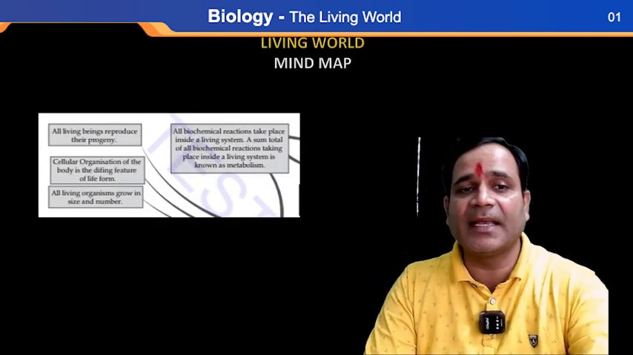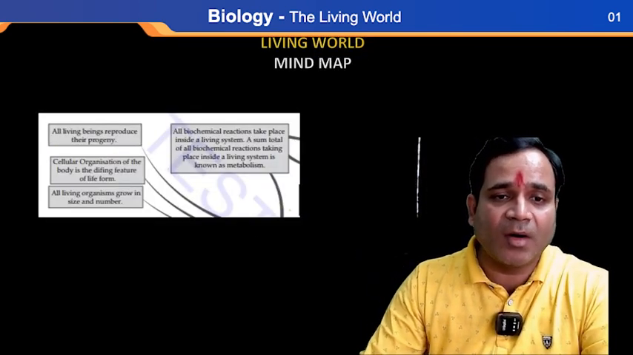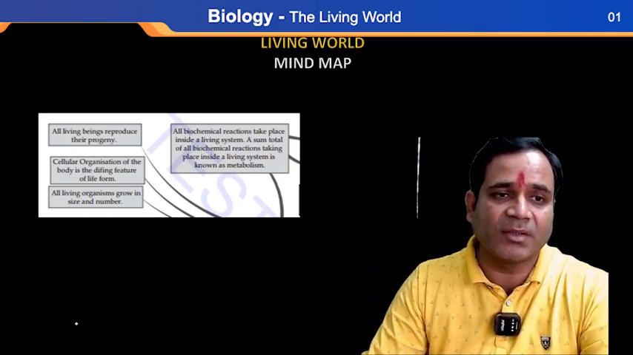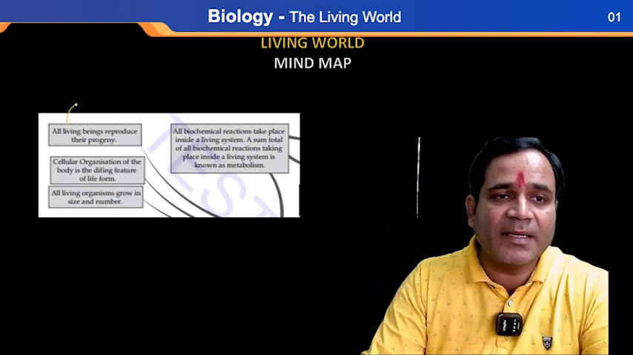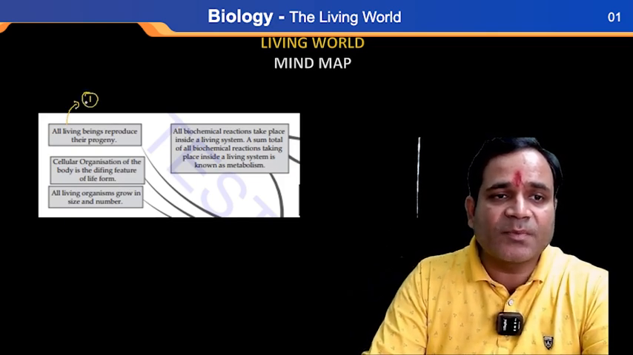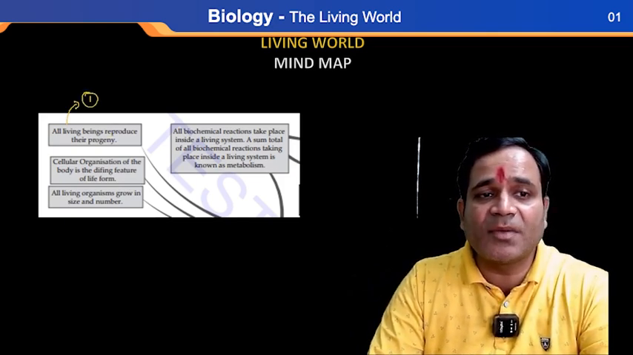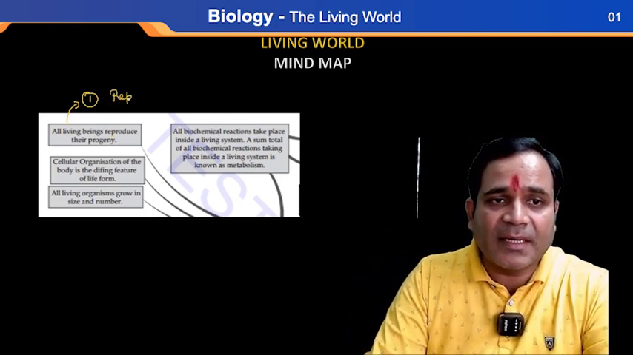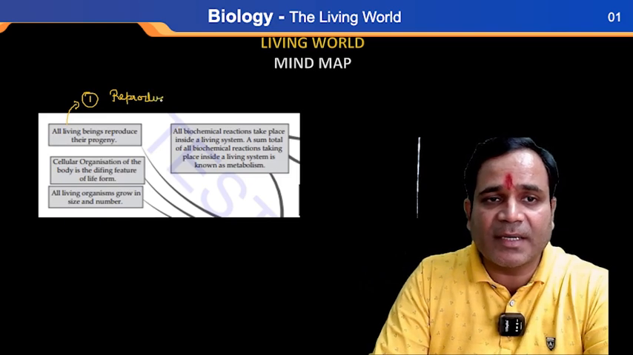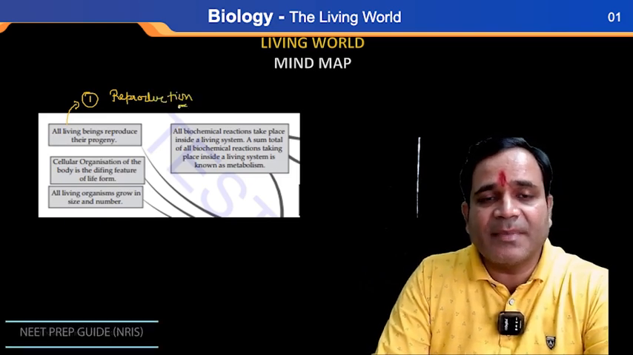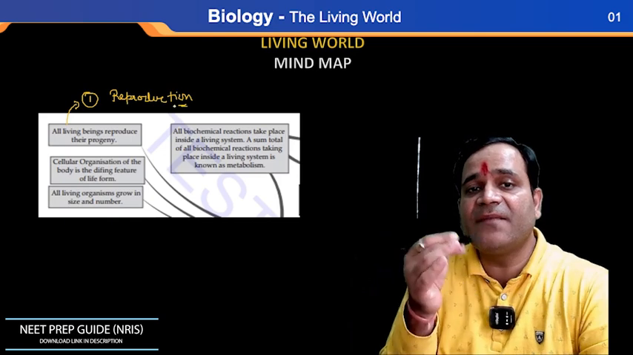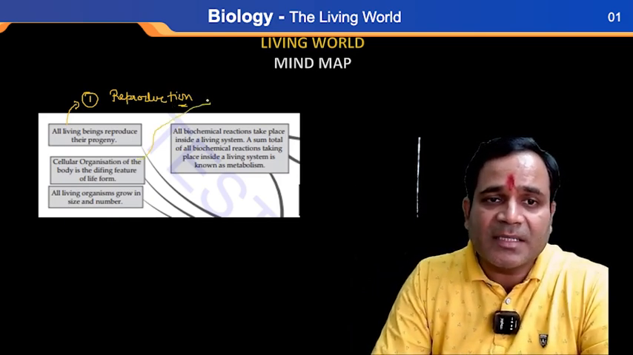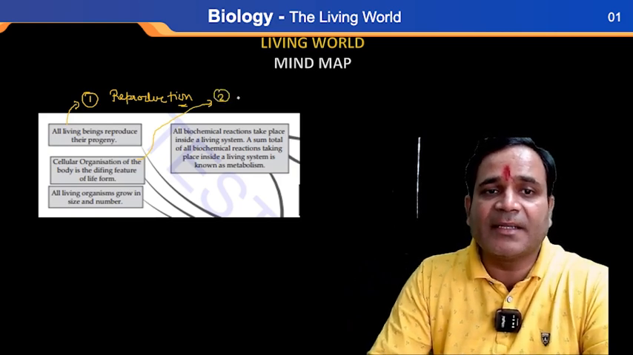Now see how I am going to define the living. This is the first point, my dear: how living beings reproduce their progeny. It means that they reproduce. The point is reproduction. Reproduction means that each and every living organism reproduces its young ones. Correct? And now this is the second point.